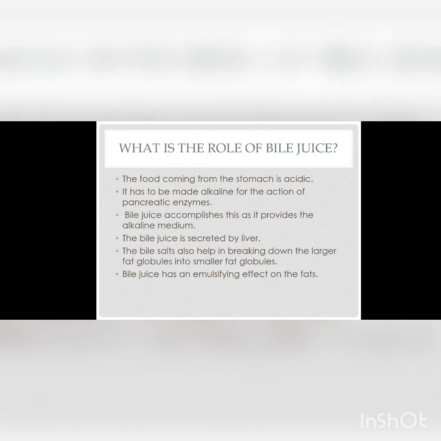Now, coming to the small intestine, the question is, what is the role of bile juice? Where is the bile juice secreted? The bile juice is produced in the liver, stored in the gallbladder, and secreted in the small intestine. The food coming from the stomach is acidic in nature and has to be made alkaline so that the enzymes of the pancreatic juice may act on them. Bile juice accomplishes this as it provides the alkaline medium.